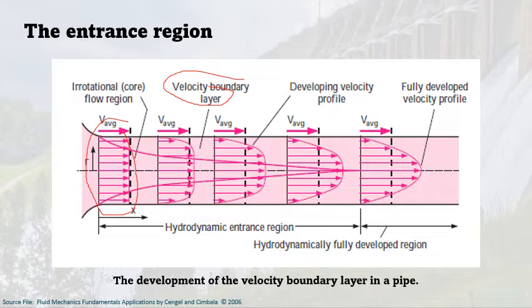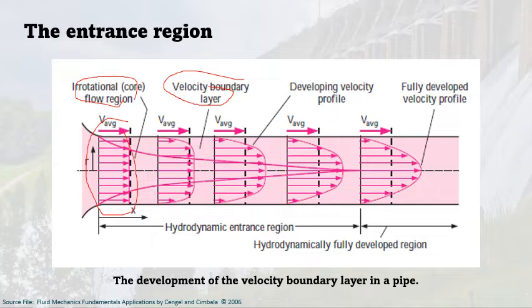The hypothetical boundary surface divides a flow in a pipe into two regions. The boundary layer region, in which the viscous effects and the velocity changes are significant, and the irrotational flow region, in which the frictional effects are negligible and the velocity remains essentially constant in the radial direction. So this part here is the irrotational core flow region, and this part here is the velocity boundary layer region.